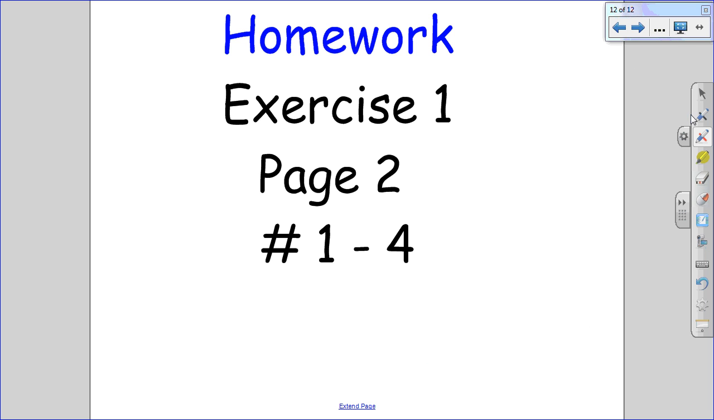And before class tomorrow, please attempt exercise 1, page 2, numbers 1 to 4.